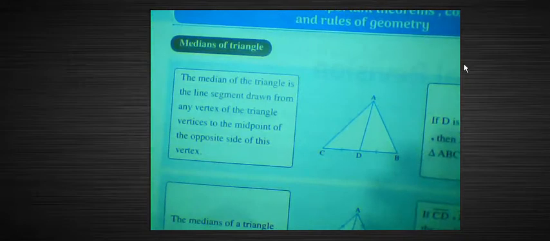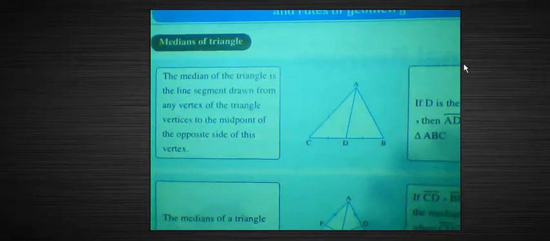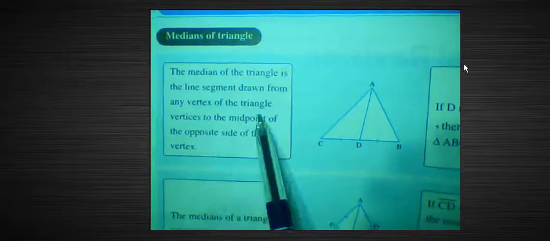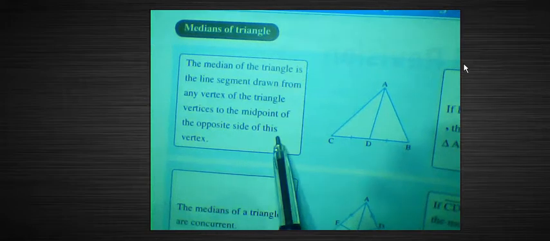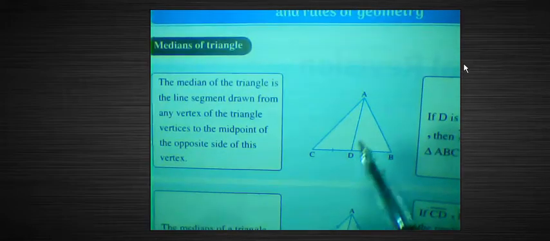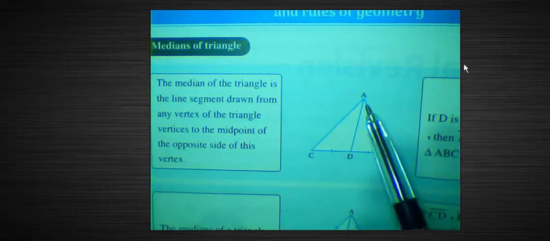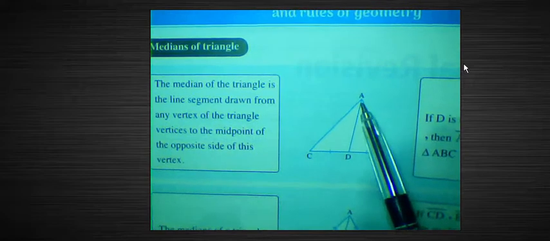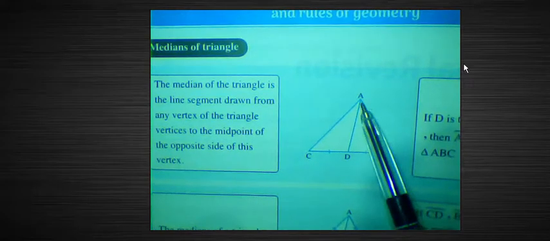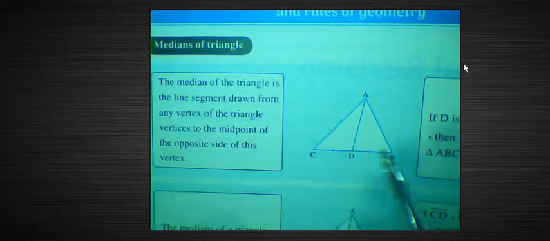أول definition معانا median of triangle. The median of the triangle is a line segment drawn from any vertex of the triangle to the midpoint of the opposite side of this vertex. يعني ايه دي؟ اسمه median. The median ده عبارة عن line segment drawn from any vertex of the triangle، مثلا A or B or C، واحنا بنوصله drawing from the vertex to the midpoint of the opposite side.